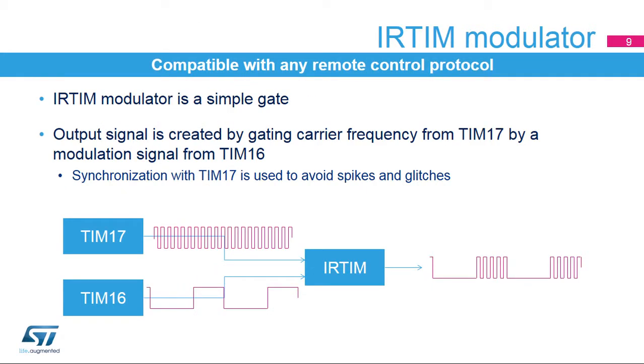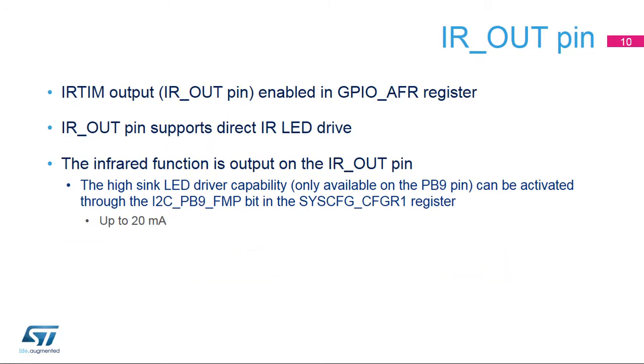The infrared timer modulator is a simple gate gating the carrier frequency from timer 17 by a modulation waveform from timer 16. To avoid spikes and glitches on the output waveform, the infrared timer gate is synchronized with the carrier frequency from timer 17. All standard IR pulse modulation modes can be obtained by programming TIM16 and TIM17 output compare channels. The infrared timer output is an alternate GPIO feature configurable in the GPIO AFI registers.